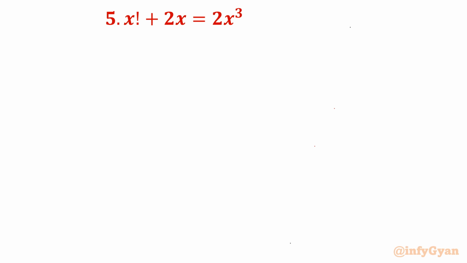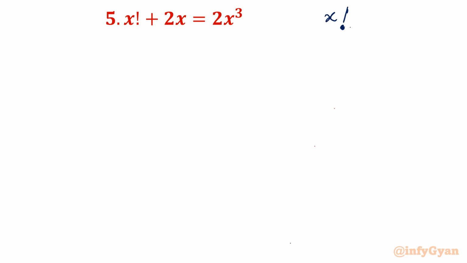In this very exciting video of factorial equations, we are going to solve an interesting equation: 5 times x factorial plus 2x equals 2x cubed. While solving this problem, I will use factorial notation, the recursive formula, and algebraic manipulations, and will conclude our result by logical arguments. So let's get started by writing the domain of the equation.